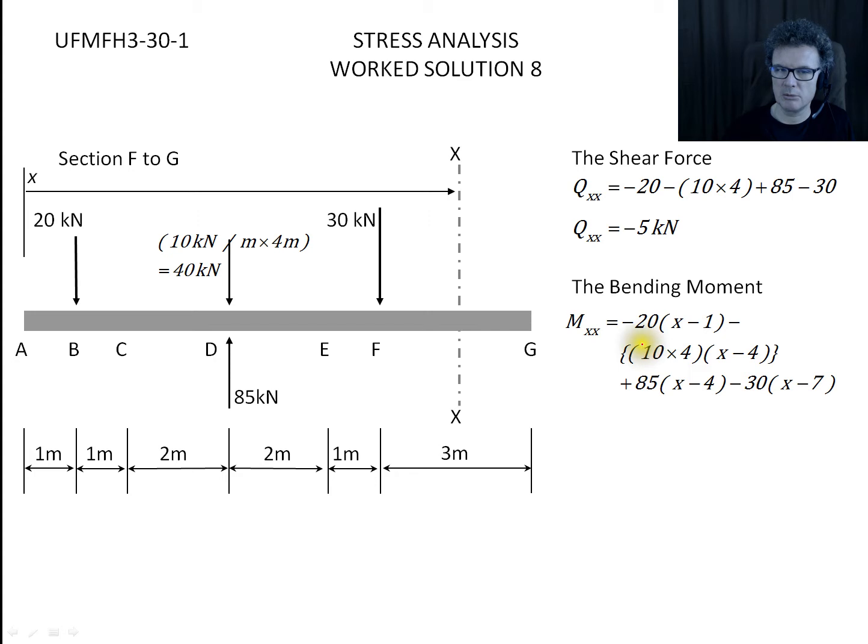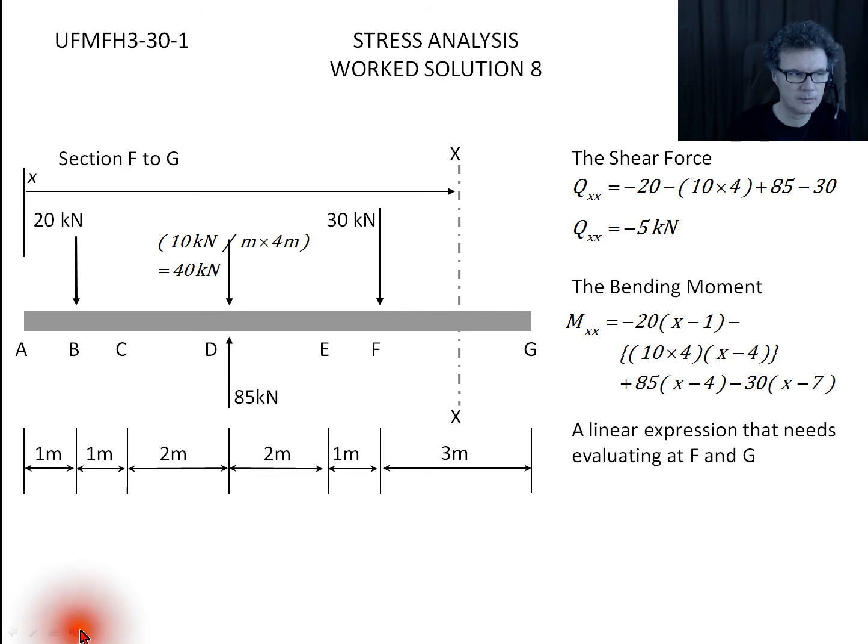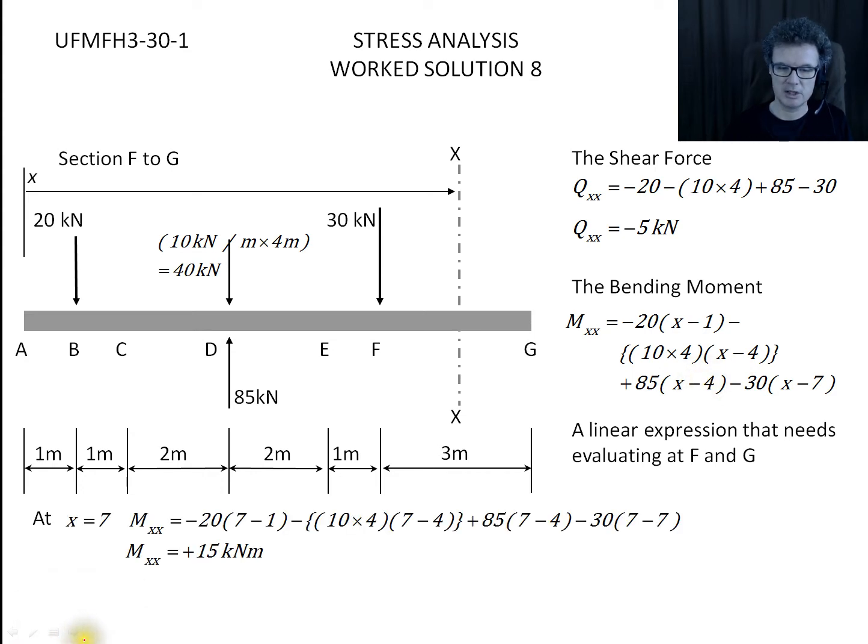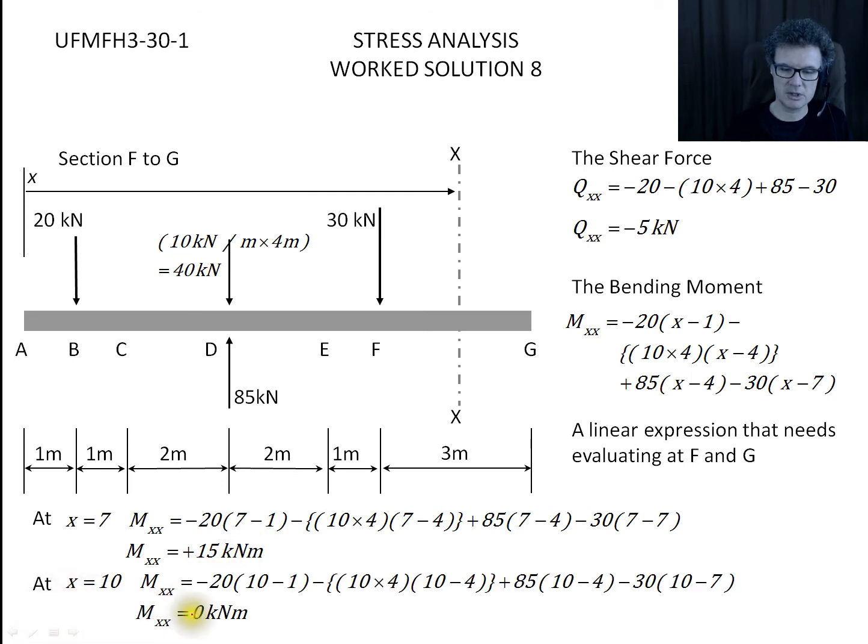The bending moment diagram is minus 20 (x minus 1), minus 40 times (x minus 4), plus 85 times (x minus 4), minus 30 times (x minus 7). So that should be a distance of 7 meters to get back to the beginning. That's just a straightforward linear equation, so I just need the first one and the last one. When x equals 7, I should have M equals 15, and when x equals 10, I should have M equals 0.